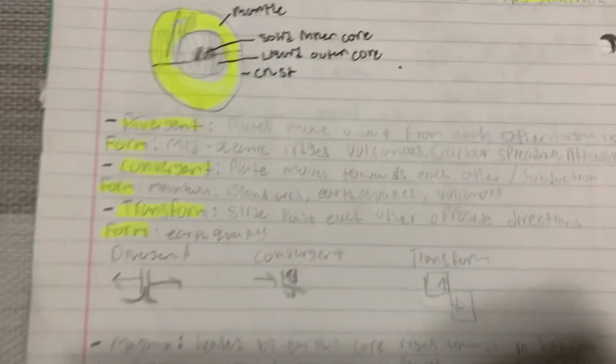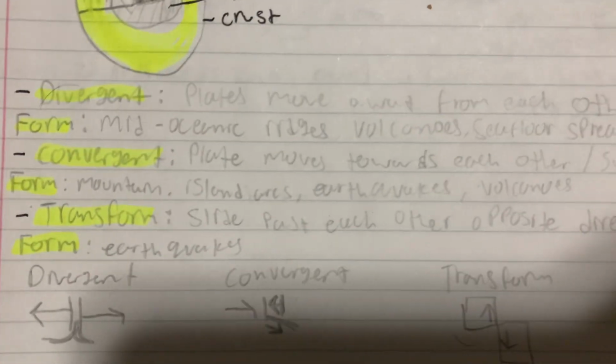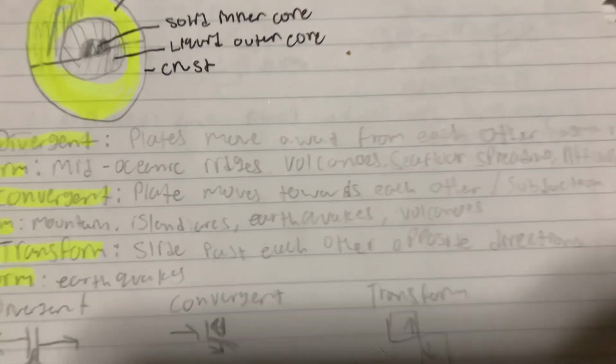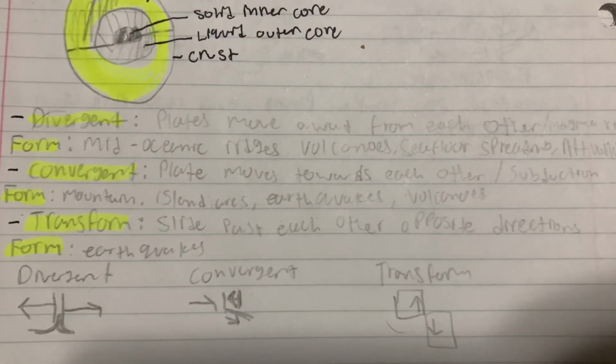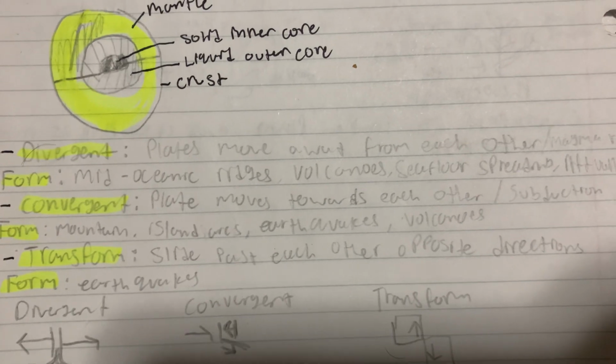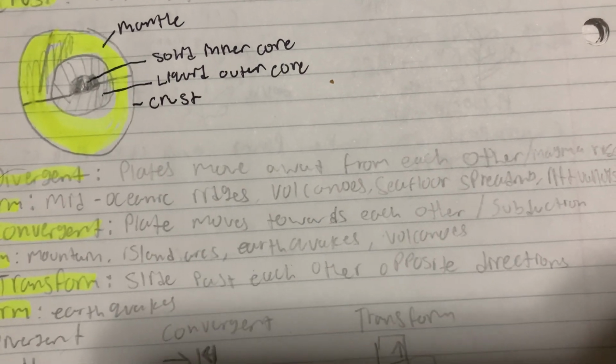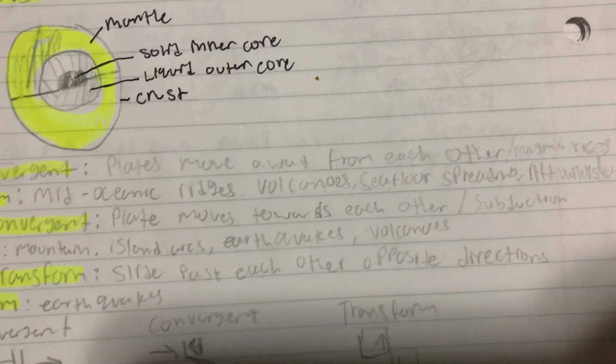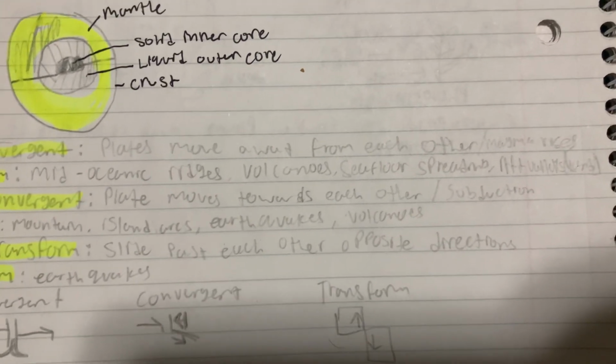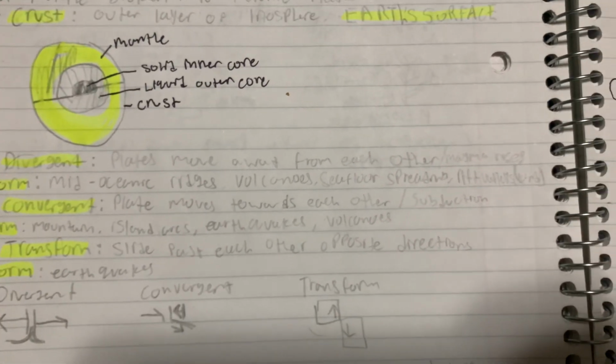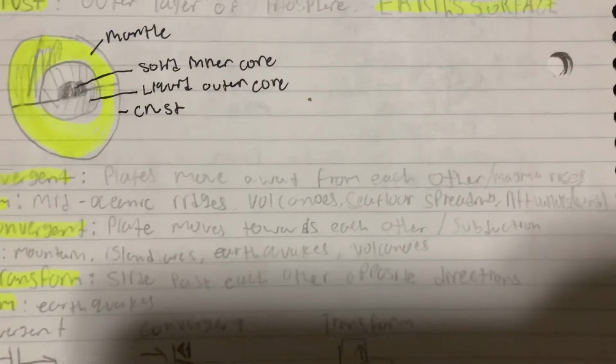And then the boundaries, of which there are three different types. The first one is divergent, where plates move away from each other and magma rises, which forms mid-oceanic ridges, volcanoes, seafloor spreading, and rift valleys.